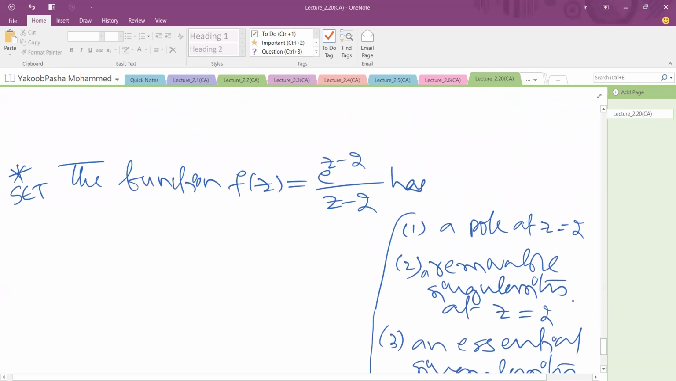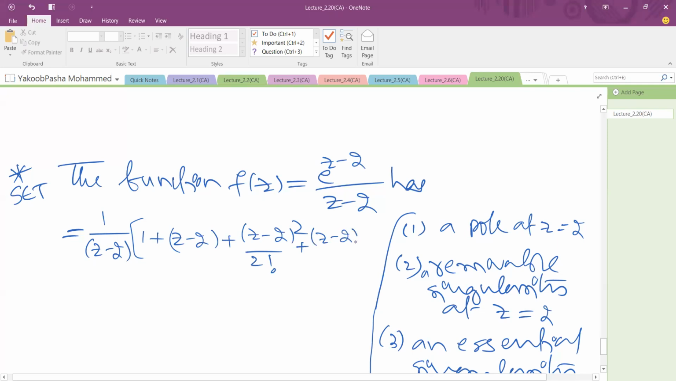So first we have to expand the function, that is 1 by z minus 2 into e power z expansion: 1 plus z minus 2, second term z minus 2 whole square by 2 factorial, plus z minus 2 whole cube by 3 factorial, plus and so on.